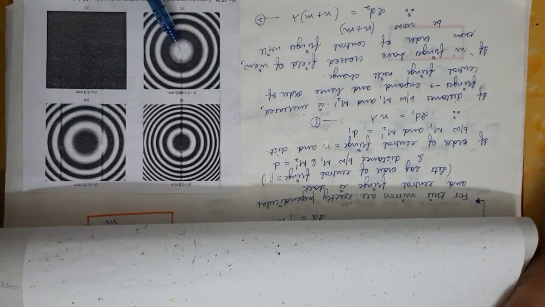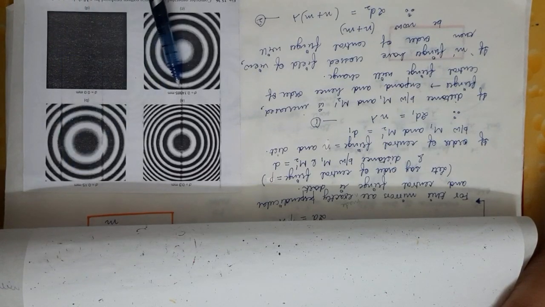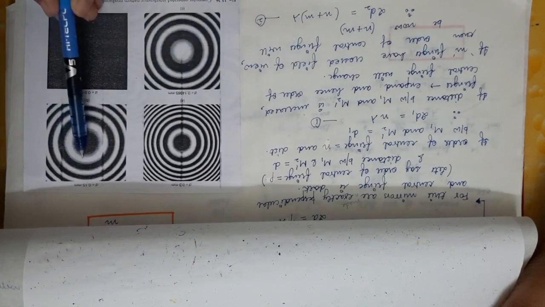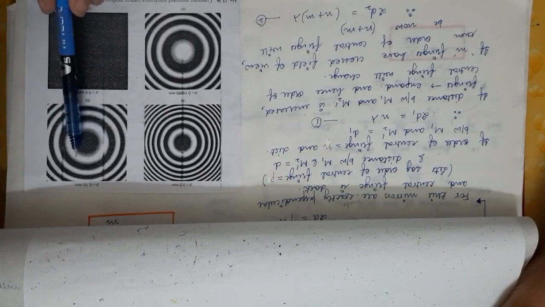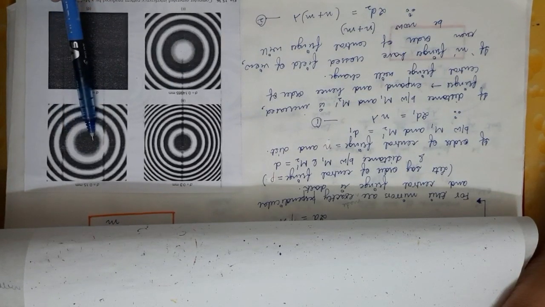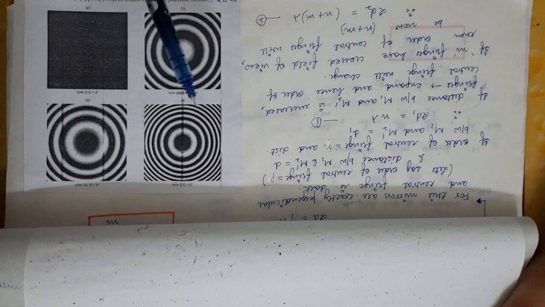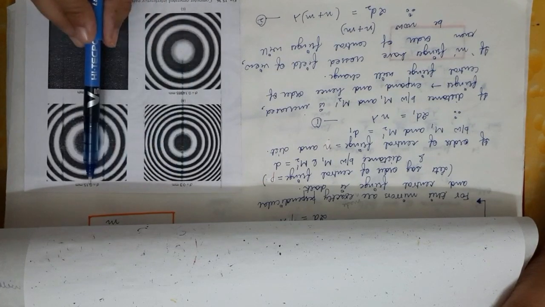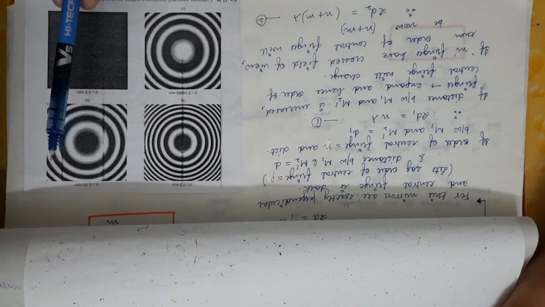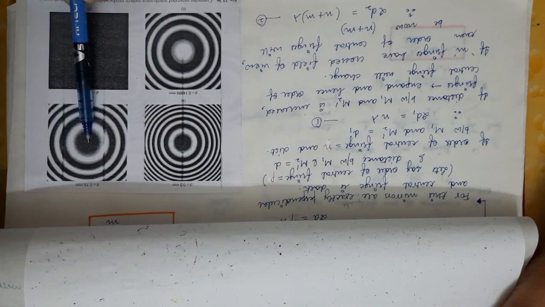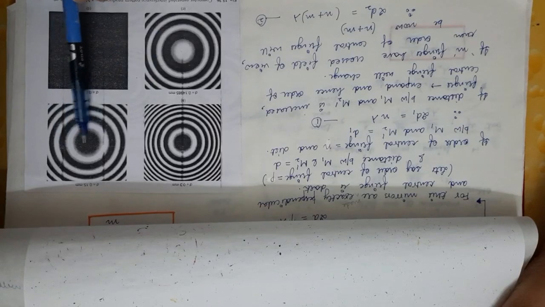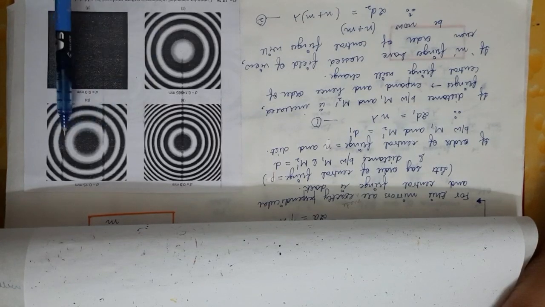So how does this central spot become a bright fringe? When you decrease the distance between the mirrors very smoothly using the screws, the first bright fringe will come to the central spot. So the central dark spot will collapse, because we have already seen that as you decrease the distance, the fringes collapse at the center. Means the dark spot will now disappear, it will collapse, and this first bright fringe will come at the center.